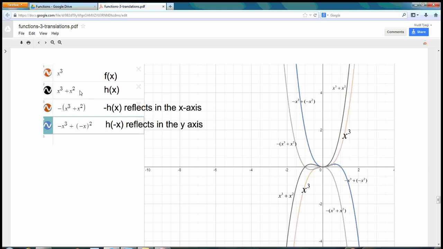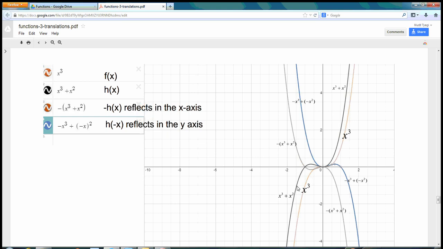But the x squared term is overpowered by the x cubed term. And the x cubed plus x squared graph sort of looks like the x cubed graph, because x cubed has more effect in this h of x function. However, x squared makes itself known, and you can see that the graph is a little bit different.